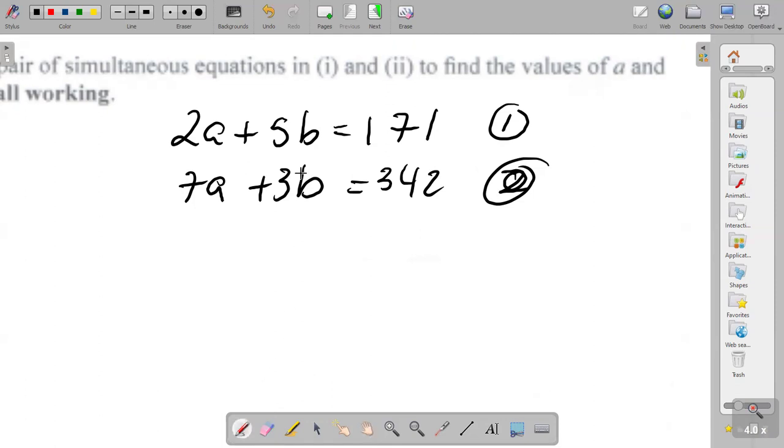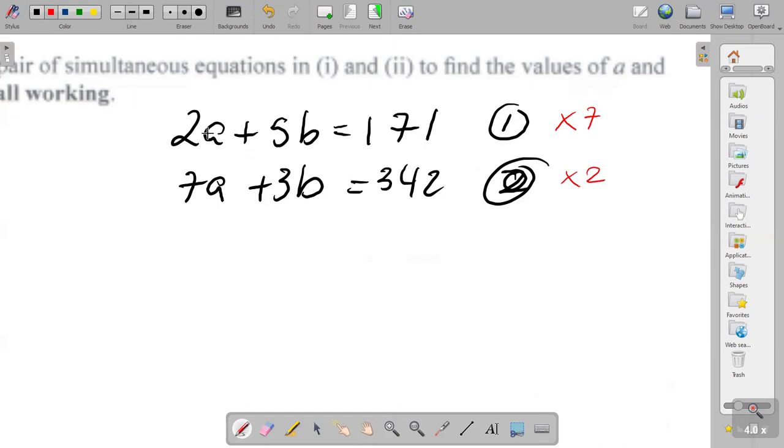Okay, excellent. So if I'm trying to change both of them into 14, I got to multiply the entire equation 1 by 7. I hope everybody following, right? And then I got to multiply the entire equation 2 by 2, because 7 times 2 going to give me the 14. So let's write the first one.